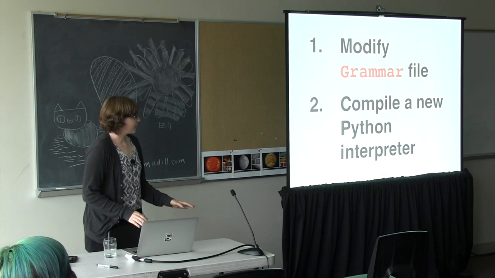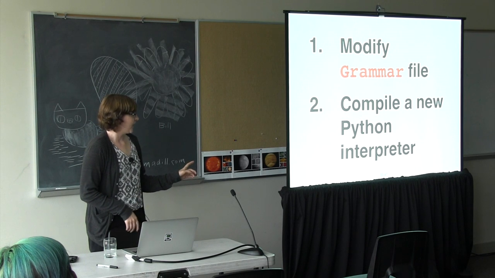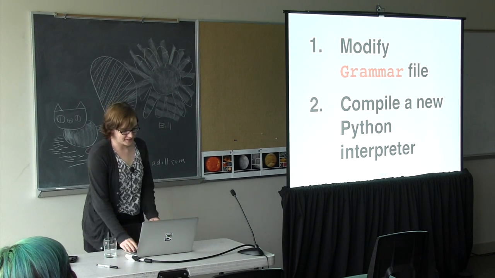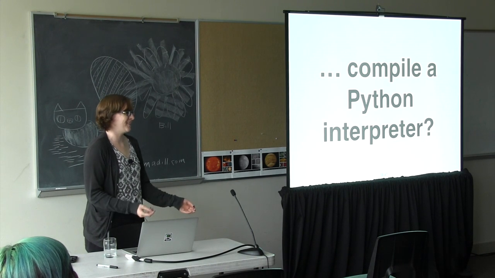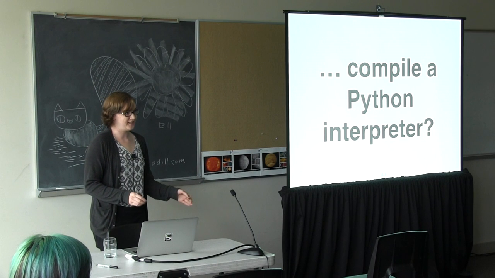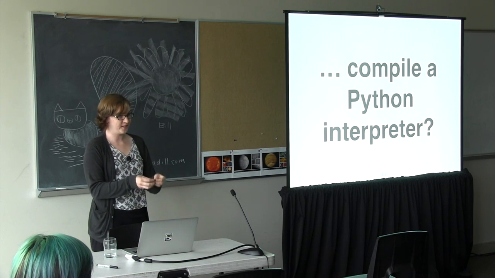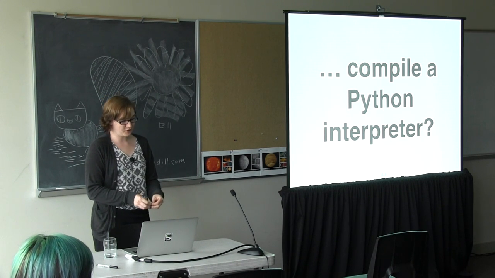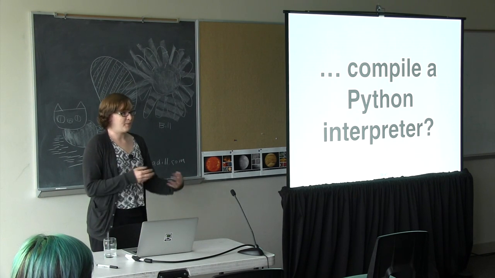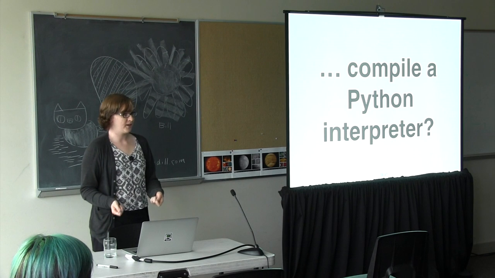So our strategy is going to be to modify that file, and then we compile a new Python interpreter. And I say that, like, what does that mean? What does compiling a Python interpreter mean? So a Python interpreter is an executable program that lives on your computer, and the way that you create it is you compile its source code. So we're going to compile some Python source code in order to get a Python interpreter.